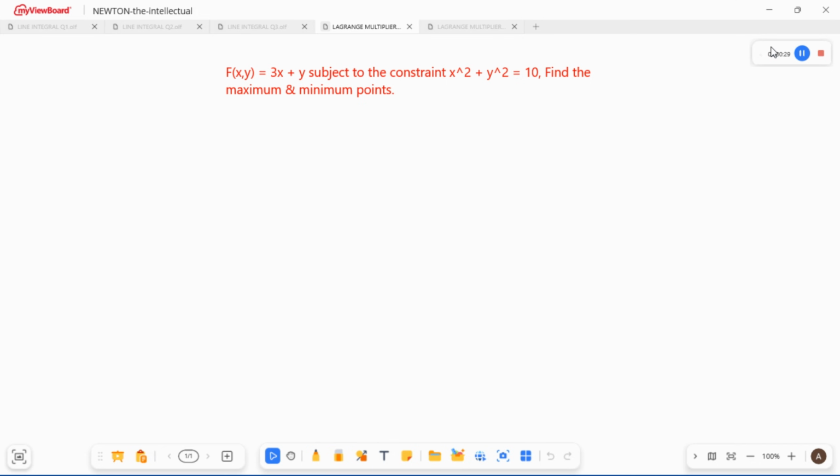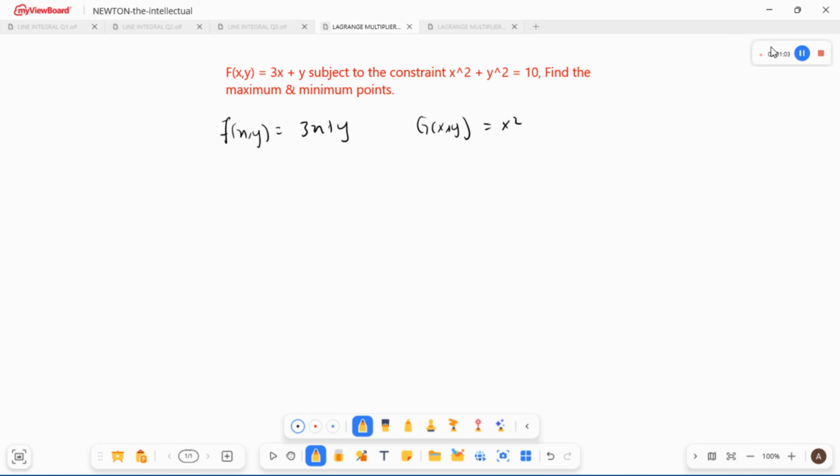If you are given a question, you'll probably just have to find only the maximum or only the minimum. But for the sake of killing two birds with one stone, we're going to be finding the maximum and minimum point in this question. Basically, we are going to get four equations. The first one and the second one are already given. So f of xy is equal to 3x plus y. That's our first equation. Then we're going to say g of xy is equal to x squared plus y squared equals 10.